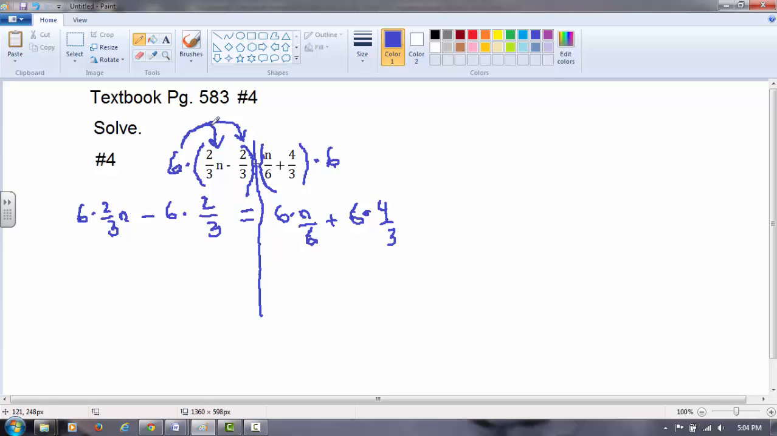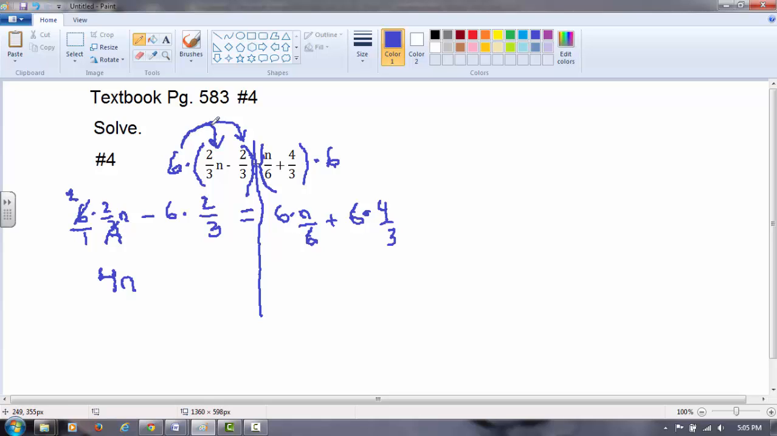Let's start on the left-hand side with the first term. We have 6 times 2/3. I'm going to simplify by canceling. I have a 6 here and a 3 here. I can divide 6 by 3 and get 2. Then over here, I have 3 divided by 3, which gives a 1. So 2 times 2 gets me 4, so I'll write down 4n. Notice how we've gotten rid of the fraction.